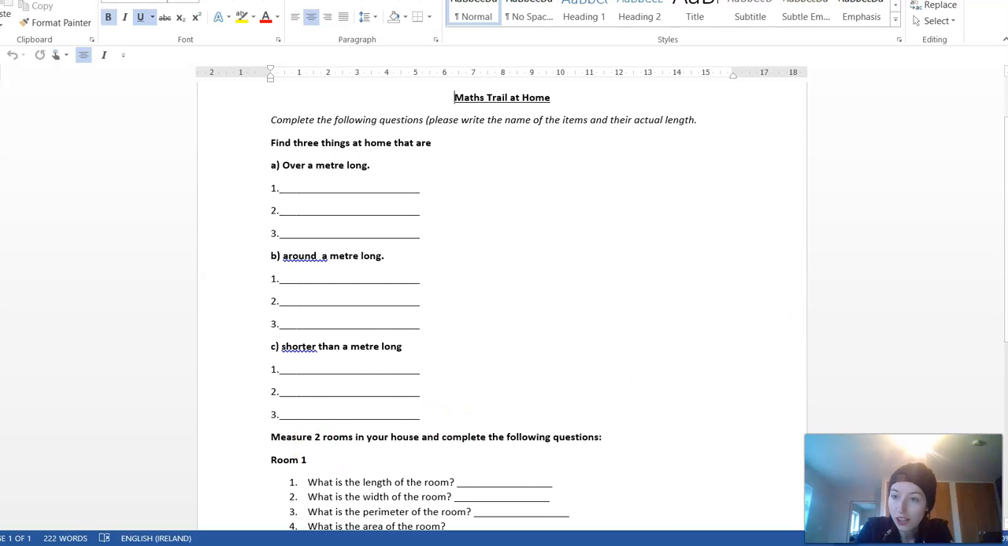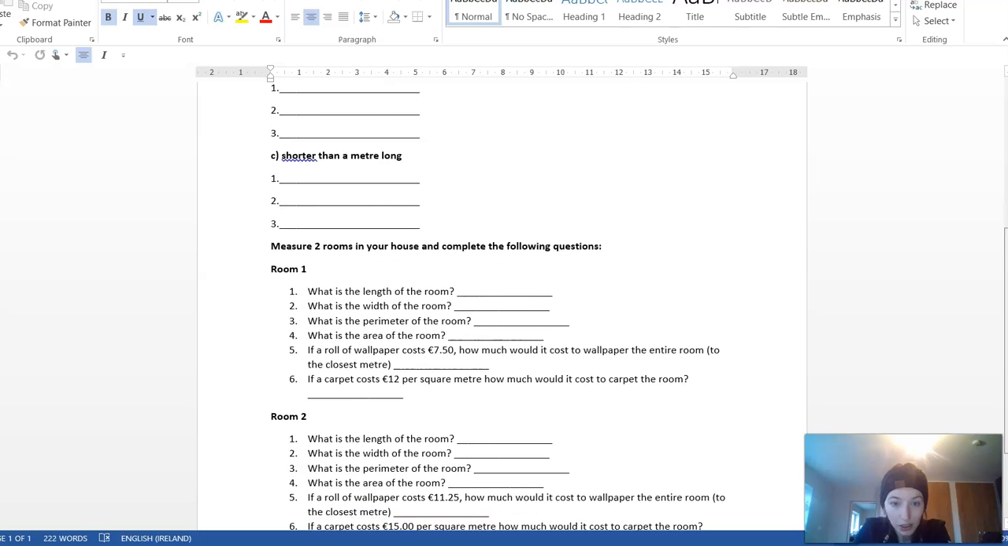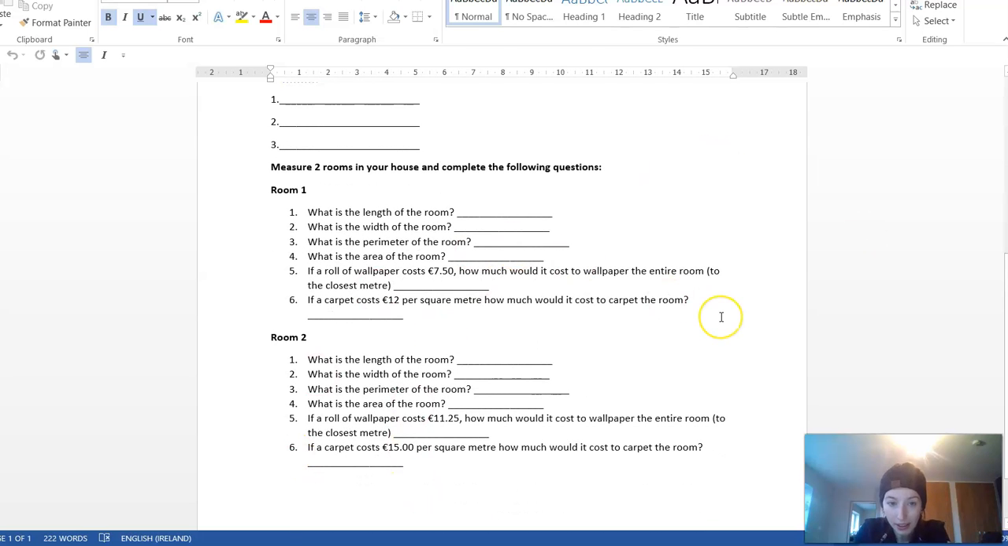Then you're to measure 2 rooms in your house. So itemize which 2 rooms and answer the following questions. Okay, so again, look, wallpaper is after coming up here. Okay, and carpet. So you have to figure out what you need to do. Is it perimeter or area? And that's it, everyone. So hopefully that's all okay with you.